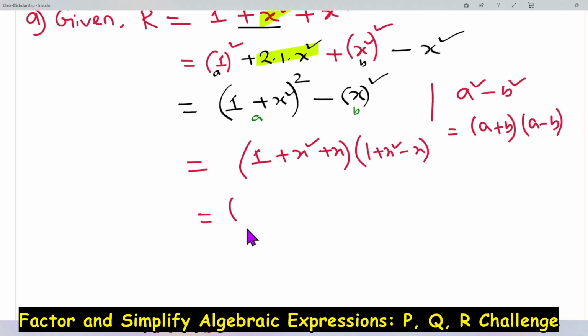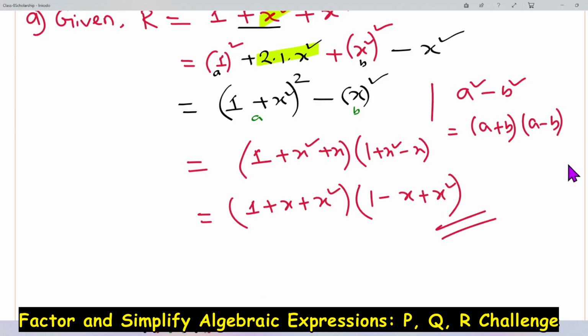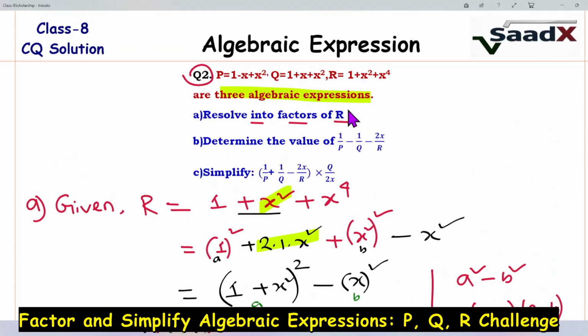Now we can segregate something like 1 plus x square, and here is 1 minus x plus x square. So this is the factorization of R. Number A done.